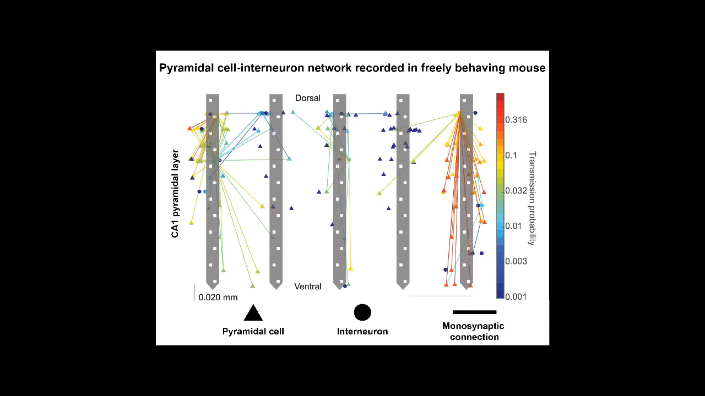What this cartoon is showing is that the shanks of the silicon probe are in gray here. The white squares are the recording sites. The colored triangles are the pyramidal cells' putative somatic locations; it's just which recording site had the biggest spike, and that's how they're placed vertically. For the horizontal placement, we know which shank they were recorded on, but the x-axis jitter within a shank is random, just for visualization. The lines between the pyramidal cells and interneurons are in color, and the color signifies the transmission probability.